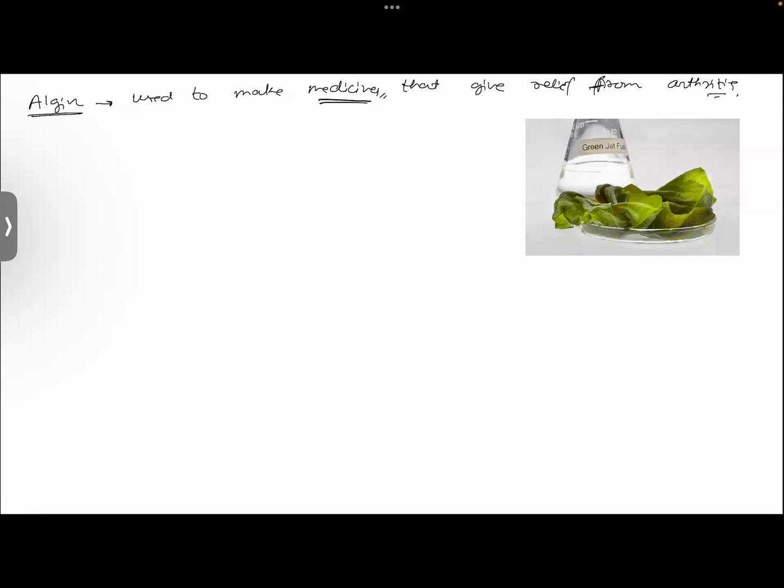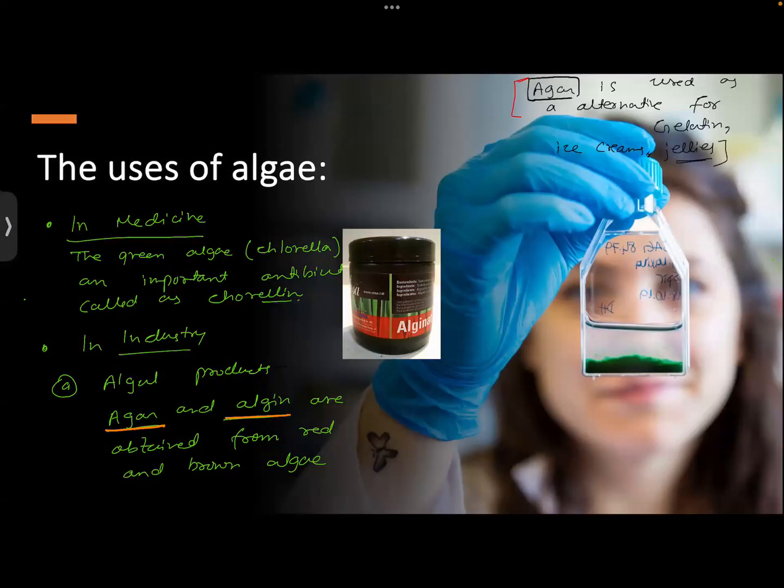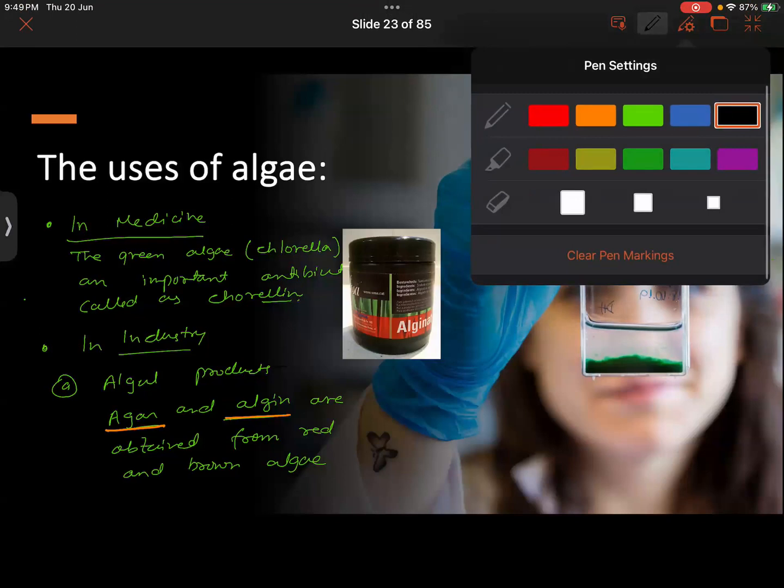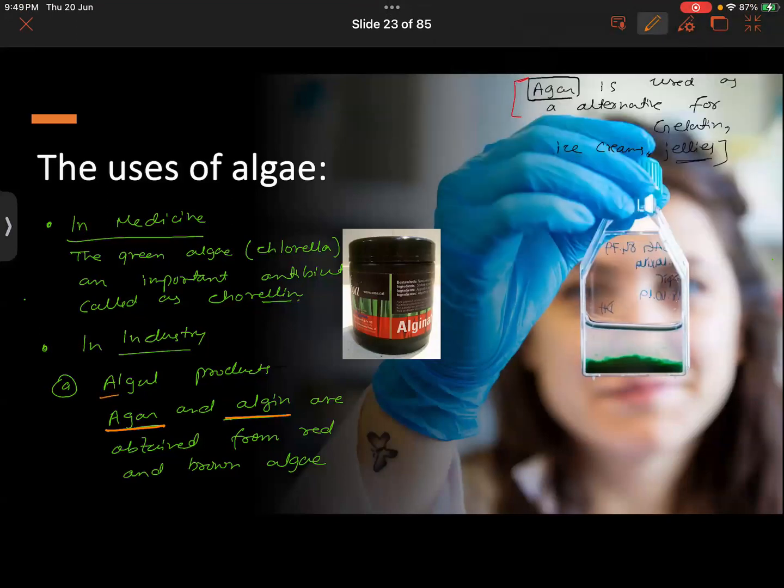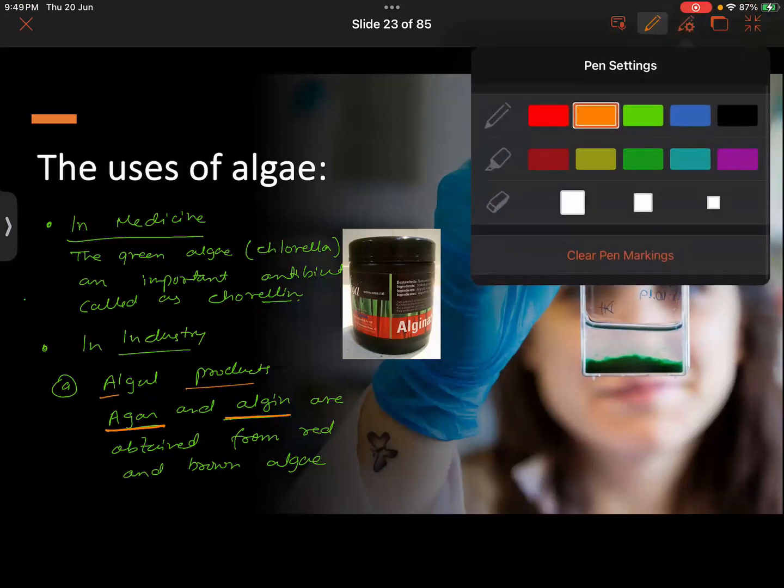Okay, now. So that is what agar and algin are. Hope you guys have understood that. So that is one such use of alga in industry, where it would be used to obtain algal products like agar and algin. Hope both of you have understood this.